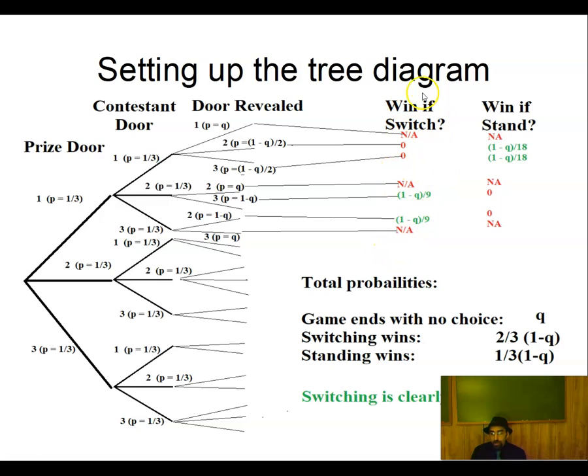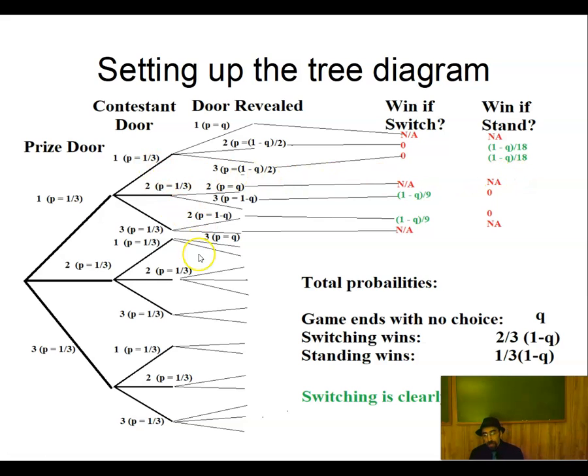You combine all these probabilities, and you get that the probability of winning if you switch is 2/9 (1 minus q). The probability of winning if you stand is 1/9 (1 minus q), right? (1 minus q)/18 plus another (1 minus q)/18 is (1 minus q)/9.